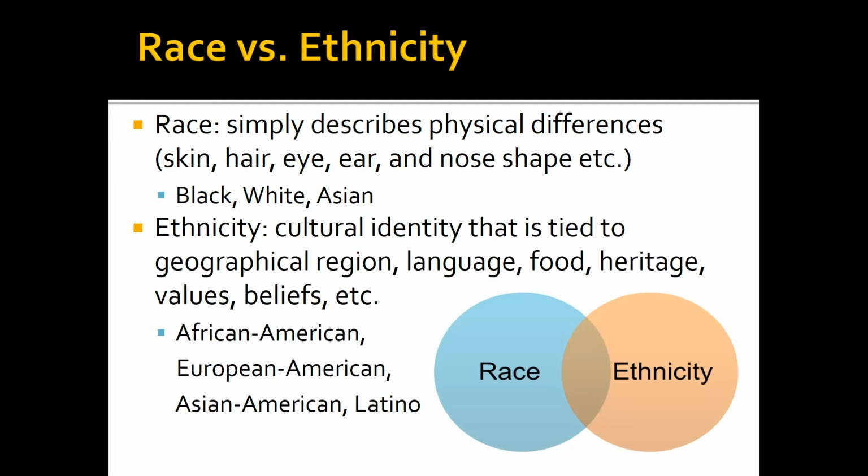ethnicity is. So ethnicity, conversely, has to do with cultural identity that's tied to things like geographic region, language, food, heritage, values, belief systems. And then some of the terms that we use in the United States are African American, European American, Asian American, or Latinx.